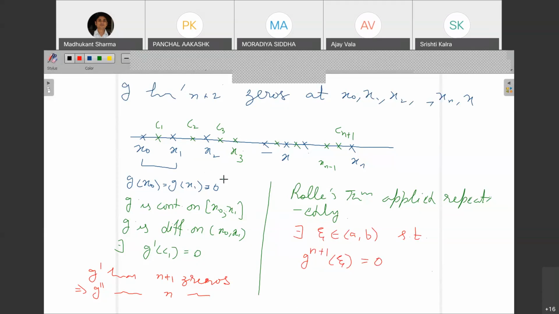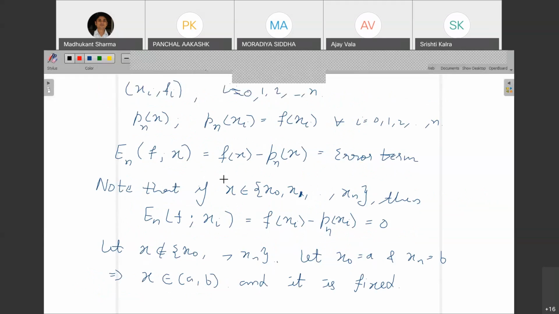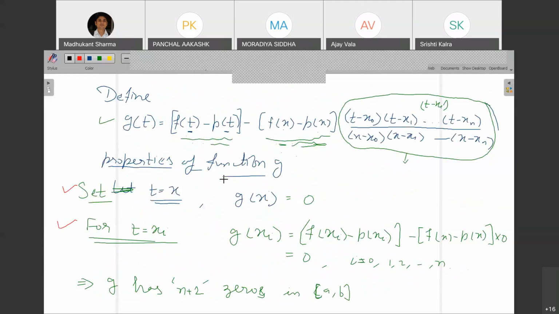Okay, if you look at the g function again. If you are assuming that the n plus 1 times differentiable derivative exists, means you are assuming that condition on f, that n plus 1 times you can differentiate. So differentiability of f n plus 1 times is assumed. That we will put in the result, in the assumption part.